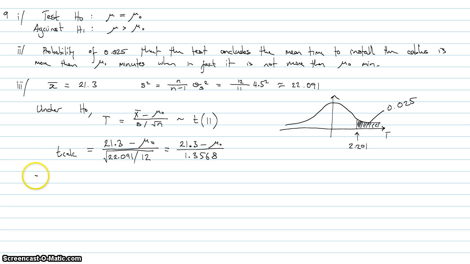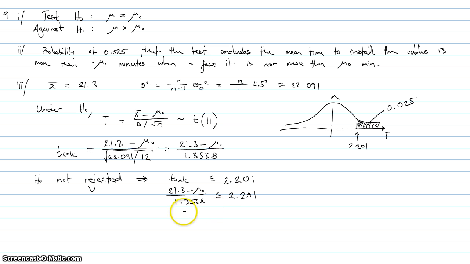Okay, so if H0 is not rejected, what does that mean? That means that my t calculated value mustn't be in this critical region here. In other words, t calculated has to be less than or equal to 2.201. So in other words, (21.3 minus mu naught) over 1.3568 must be less than or equal to 2.201.